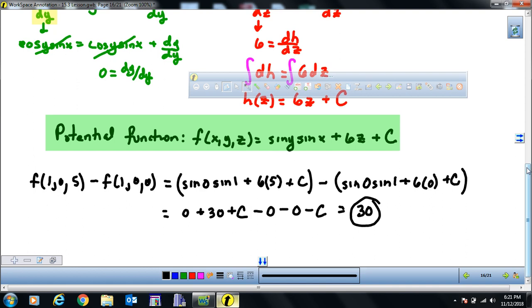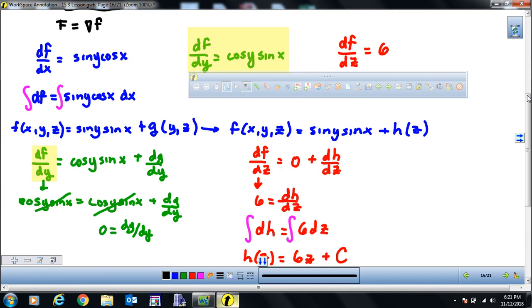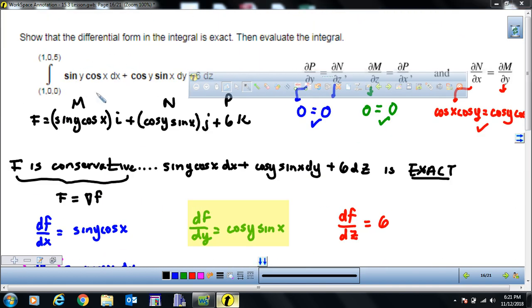So if we were to evaluate this integral directly, since this differential is exact, then that should give us the same value as 30, which is evaluating it directly through the potential function of this gradient field.